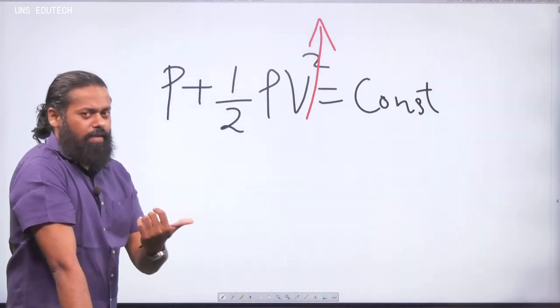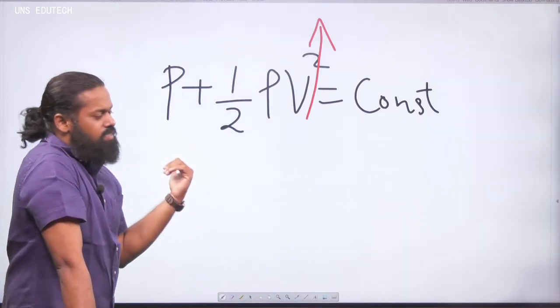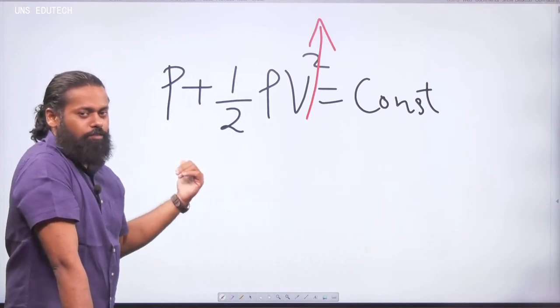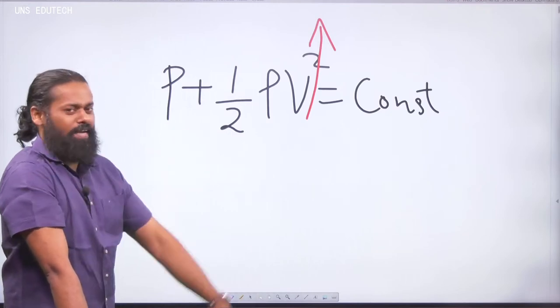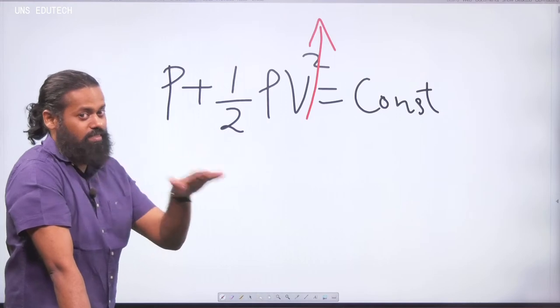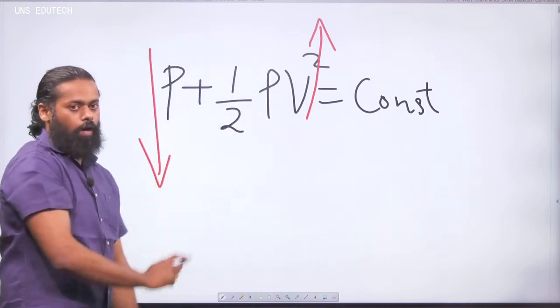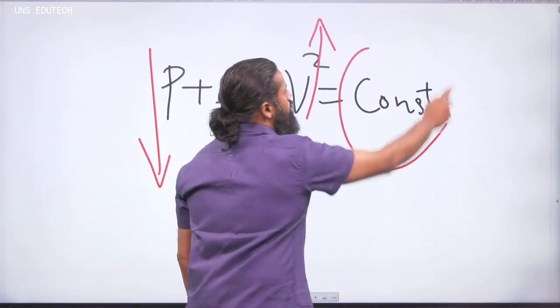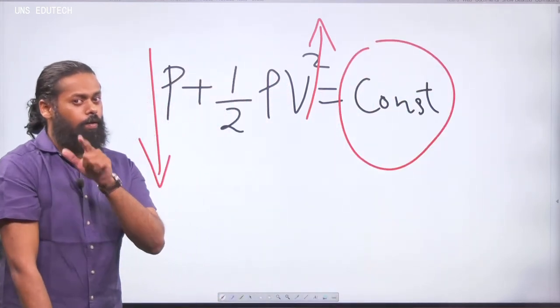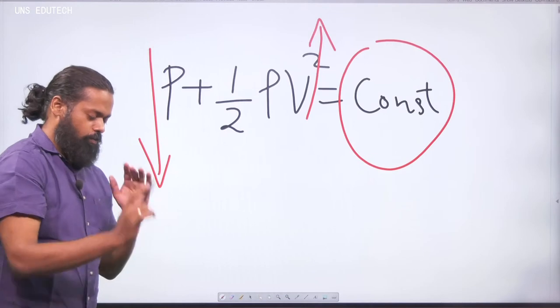Okay, please give enough importance to this. If you understand the practical implications of this, then you are done. No need to worry about any questions coming from this section. So here, if velocity is increasing, pressure should go down, then only the right hand side will be constant. That is the most important thing you have to understand here. I hope all of you understood this concept.